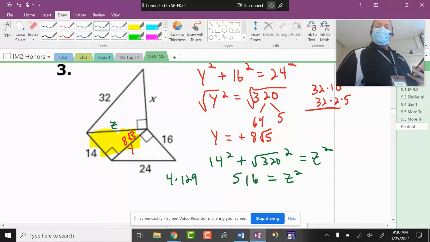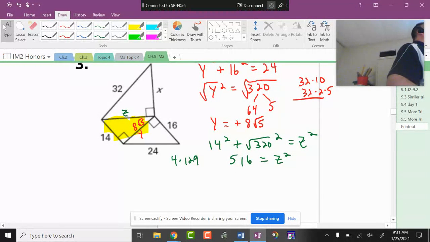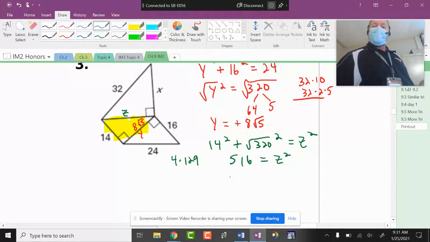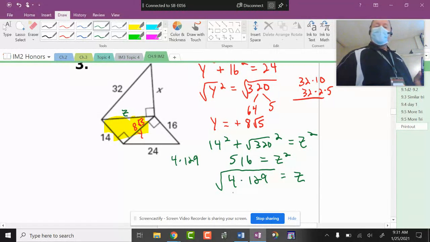So that's it. 129 is 3 times 43. There is nothing else to break out of there. So that is what I want 516 to look like. A perfect square times another thing that doesn't have any perfect squares left over. It's just 3 times 43. All right, and then that is z equals 2 root 129.